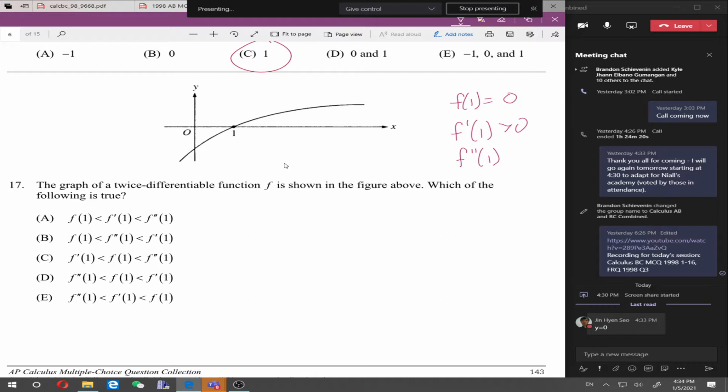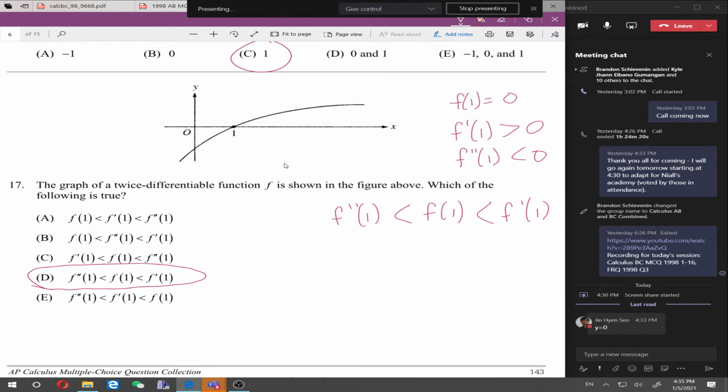And Andrew, looking at the concavity, are we concave up or concave down? Concave down. Okay, we are concave down. So that means my second derivative should be greater than 0 or less than 0? Less than 0. Okay, so now I've got to order these from least to greatest. So if f prime prime is less than 0, then that should be least. F prime prime at 1 will be less than, okay, then I've got f at 1, which is equal to 0, which is less than my positive value, which would be f prime at 1, which is D.